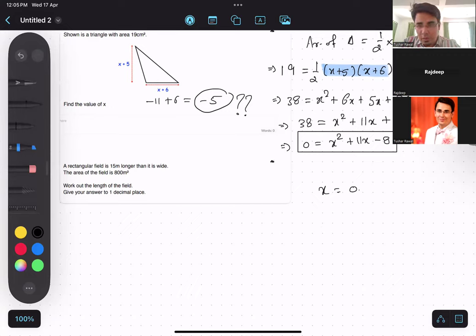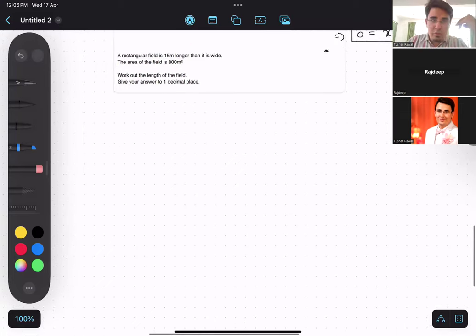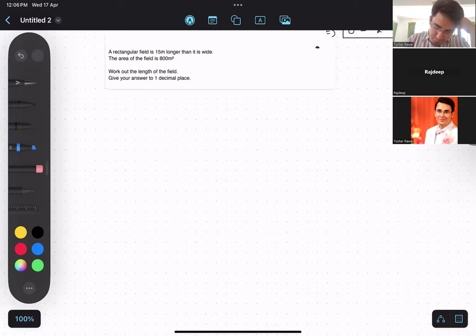In criteria D, justification, you have to analyze and tell: since a negative side is not possible, hence negative values are rejected. Please make sure you solve the value of x on your own by using the quadratic formula. That I'm not going to discuss. Let us focus on the next question.